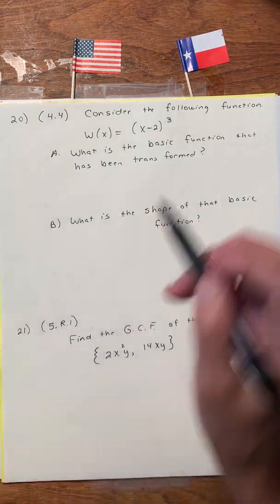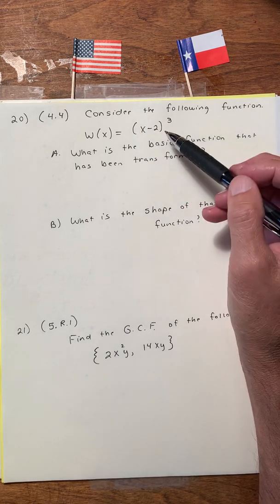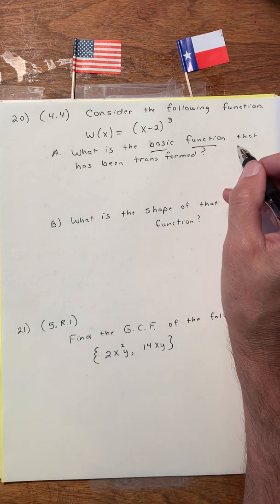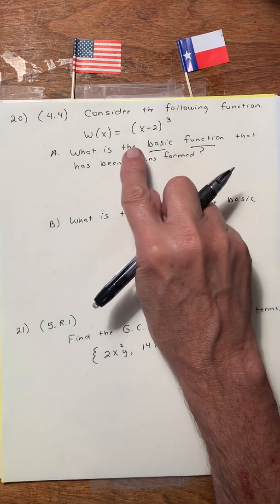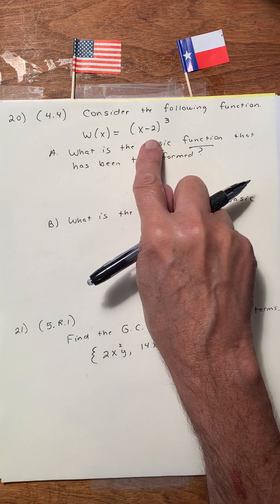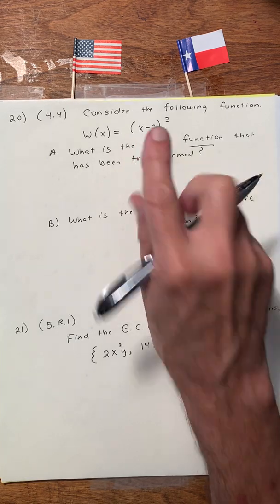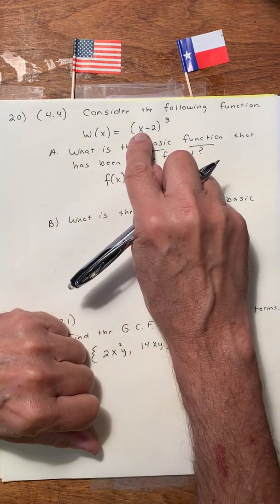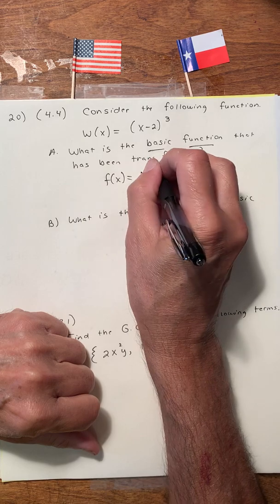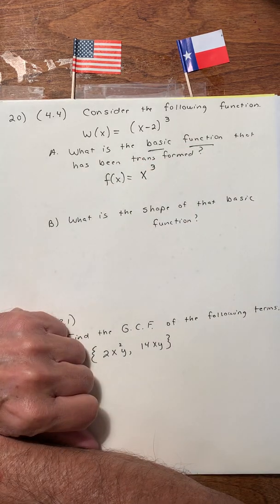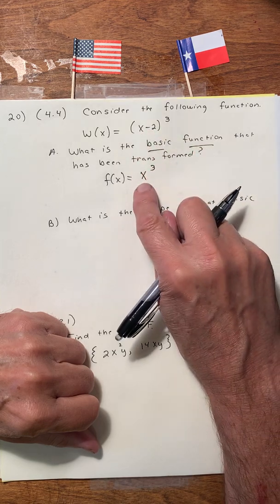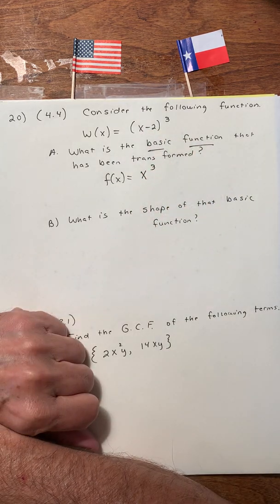All right, this one's easy. Consider the following function. What is the basic function? Again, you got your basic function sheet. Can you look at the function sheet and see what's been transformed? Why, it's pretty easy. It's f of x equals x cubed. That's all you got to put. So the basic function that has been transformed is y equals x cubed, or f of x equals x cubed.